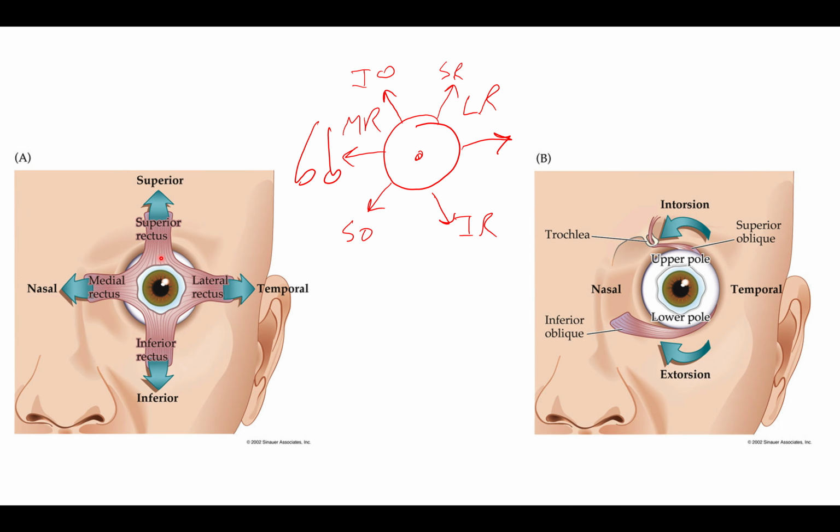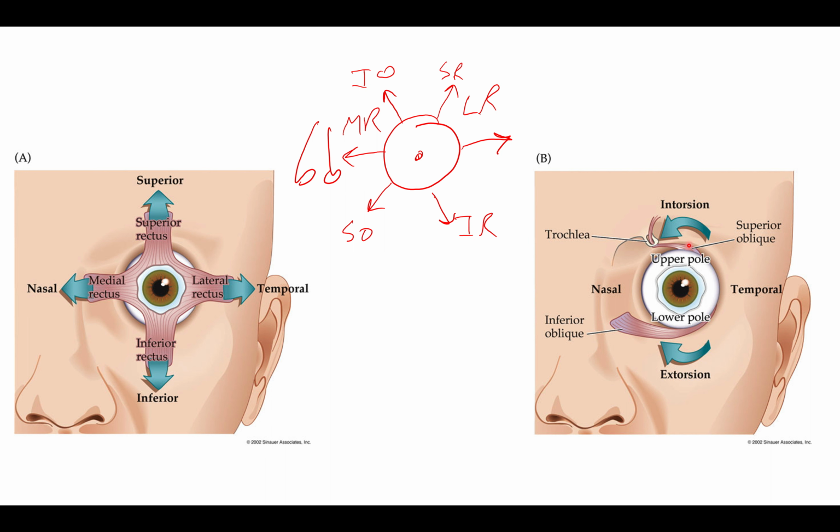And then we want to talk about the extraocular muscles, which are superior rectus, medial rectus, inferior rectus, and lateral rectus. It is very easy. Lateral rectus moves the eye to the lateral side, to the temporal side. Medial rectus moves the eye to the nasal side, superior rectus moves the eye up, and inferior rectus moves the eye down.